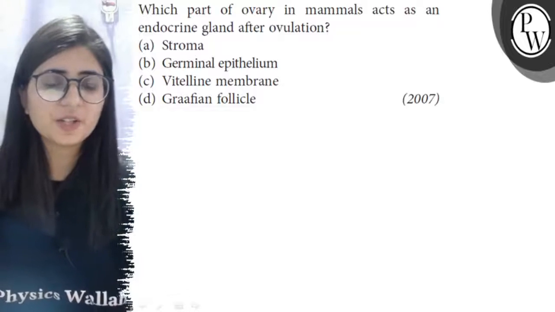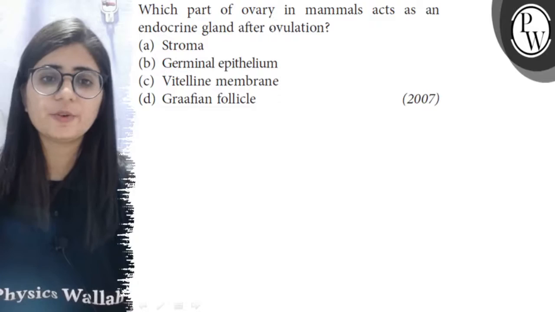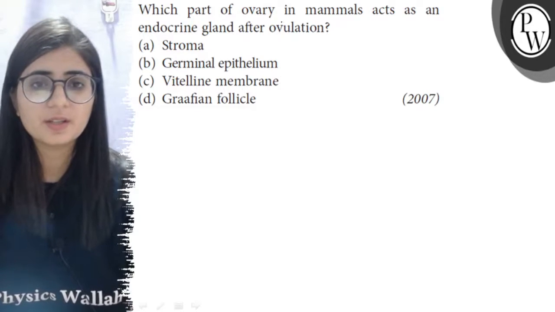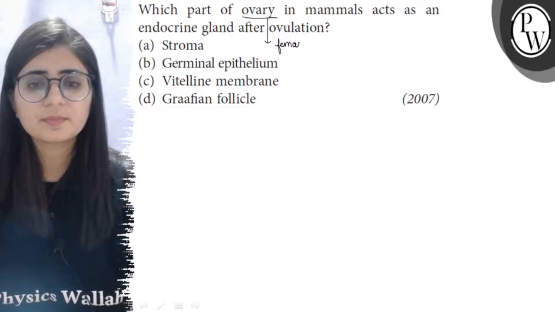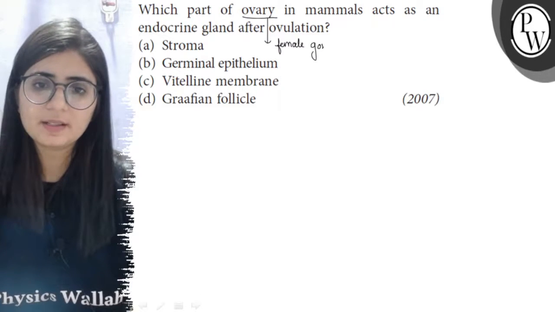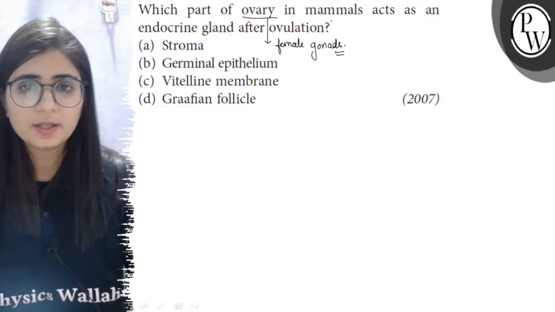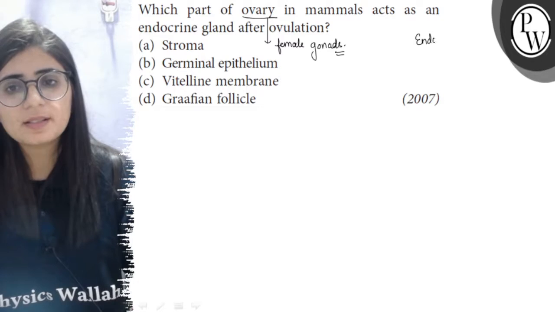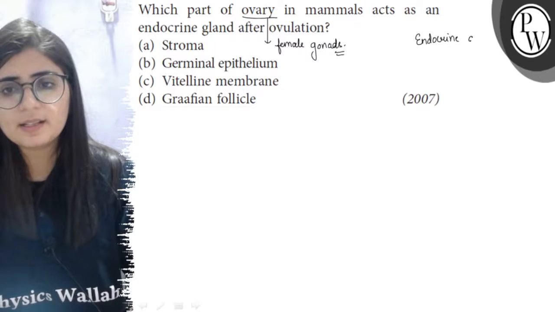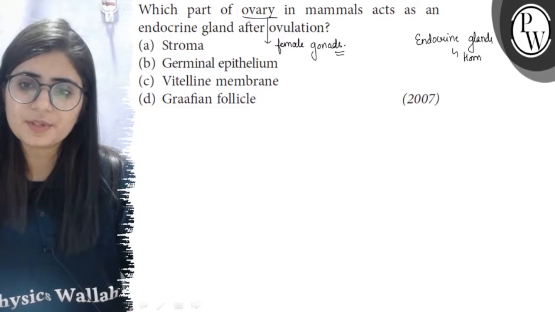Hello बच्चों, the question is which part of ovary in mammals act as an endocrine gland after ovulation? So the ovaries are the female gonads. It means ovary is the site where the female gametes or ova are formed, and it is also an endocrine gland. So what are endocrine glands? These are ductless glands, means they do not have a duct and they secrete hormones.